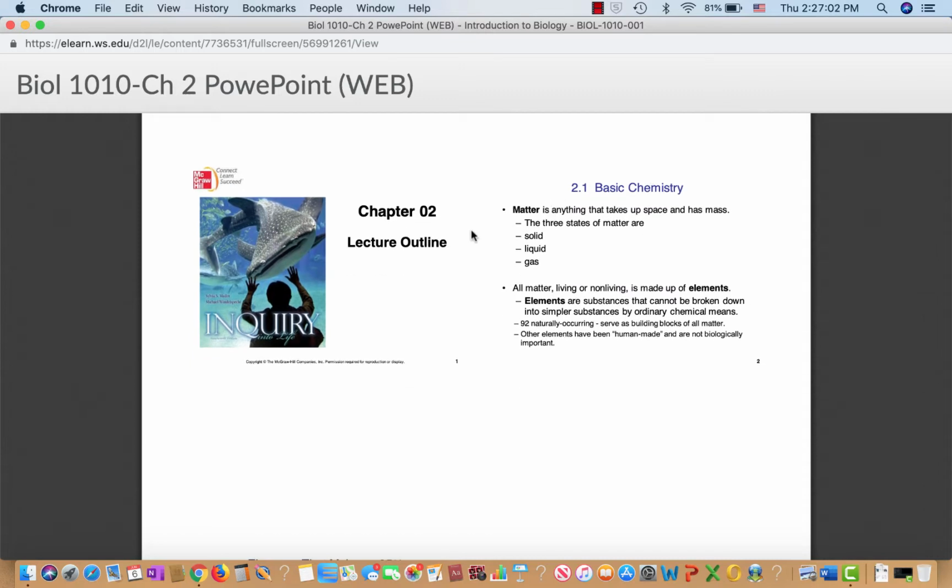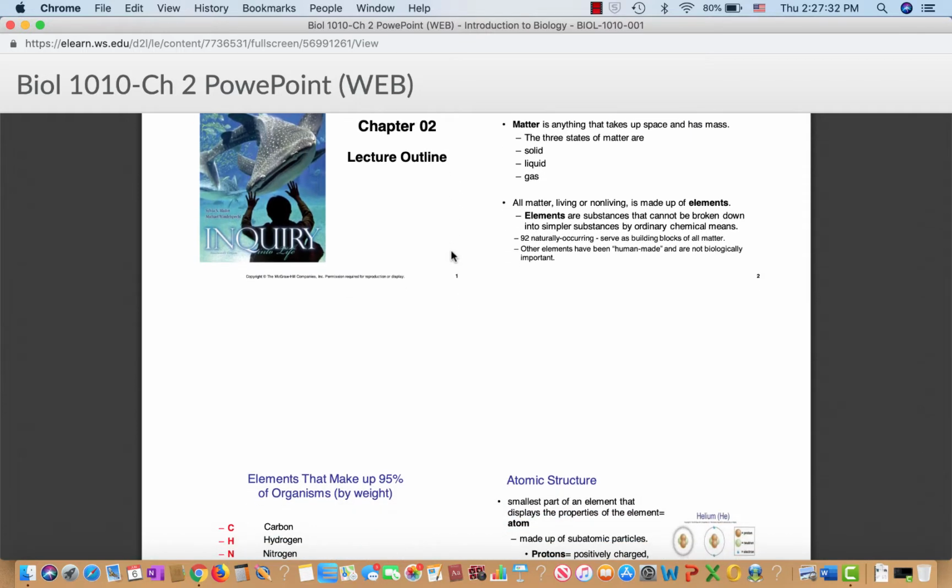So, matter is anything that takes up space and has mass. And yes, there are more than three states of matter. There's things like plasma. I'm sure most of you have heard of plasma at one point. That's the fourth state. But there's also weird things like condensates. But for our purposes, you just have to know the three: solid, liquid, and gas. And on a daily basis, that's about all you're going to interact with.